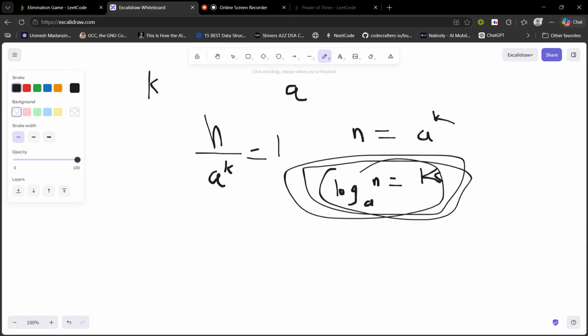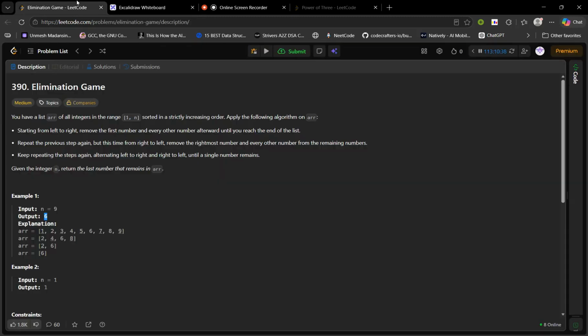So whenever you see dividing the input size by a certain factor on each step, and we stop when we only have one element, the time complexity is generally log n, and if you want to be precise, you can say log n with base equal to the factor we are reducing the input space by. And this is how we solved the question Elimination Game through the recursive approach.